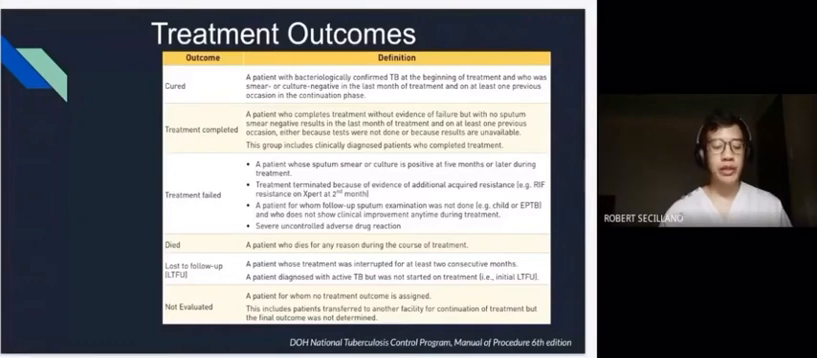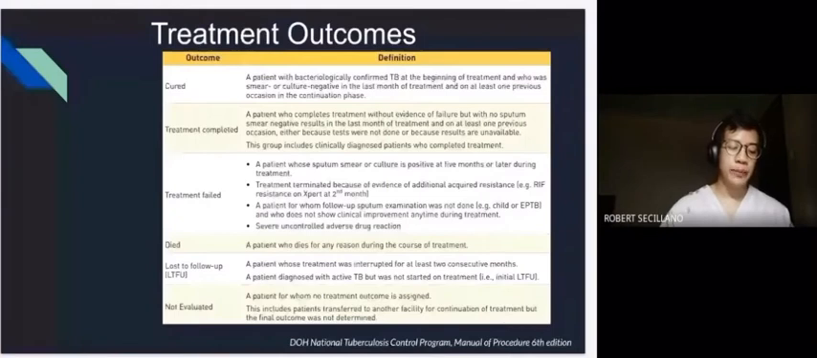Also, treatment terminated because of evidence of additional acquired resistance. A patient for whom follow-up sputum examination was done and who does not show clinical improvement anytime during the treatment. Also, severe uncontrolled adverse drug reaction. Also, a treatment outcome, the patient may die or died. A patient who dies for any reason during the course of the treatment.